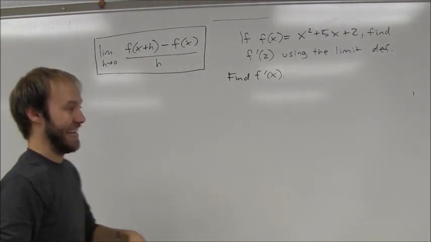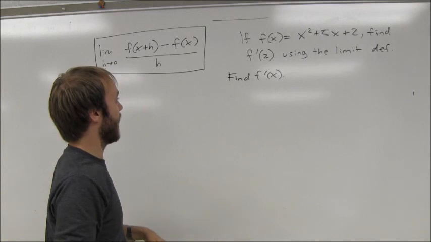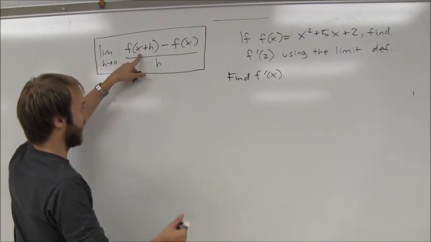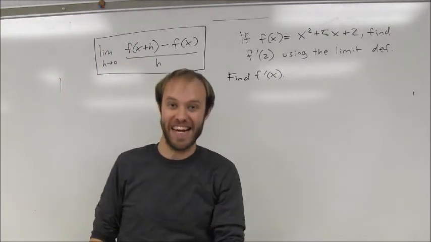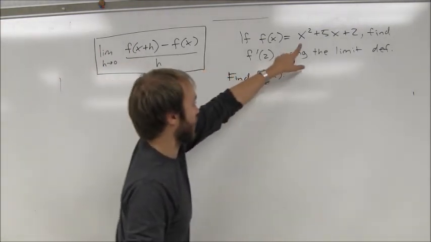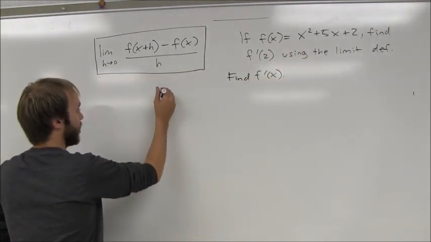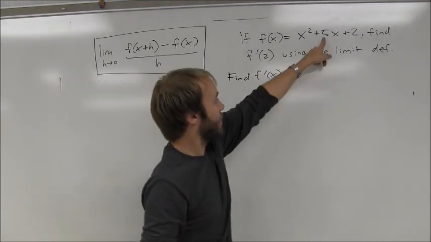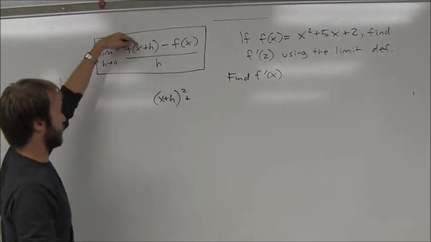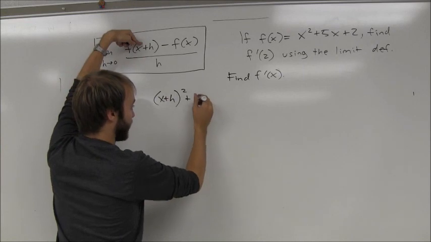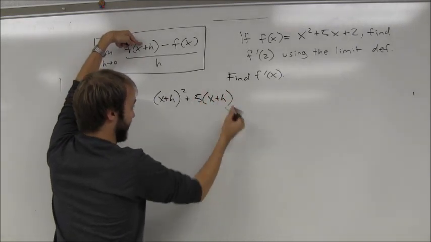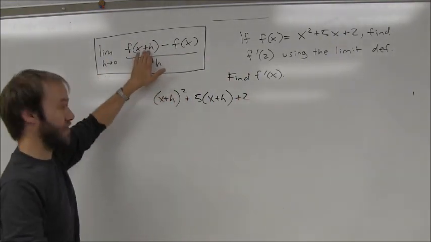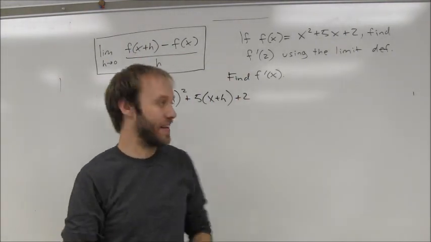So we substitute in. This is a little bit messier than the other example. I'm going to find f of x plus h. Okay, so I'm going to substitute x plus h into this expression. So the original equation here, x is being squared, so x plus h is going to be squared, plus 5 times my x value. I'm going to be substituting x plus h into that as well, so 5 times x plus h, and then plus 2.